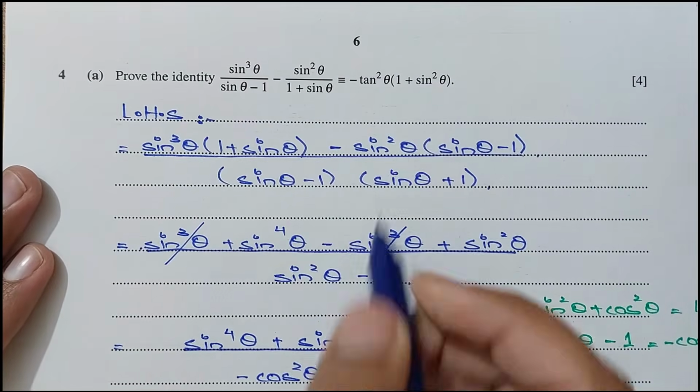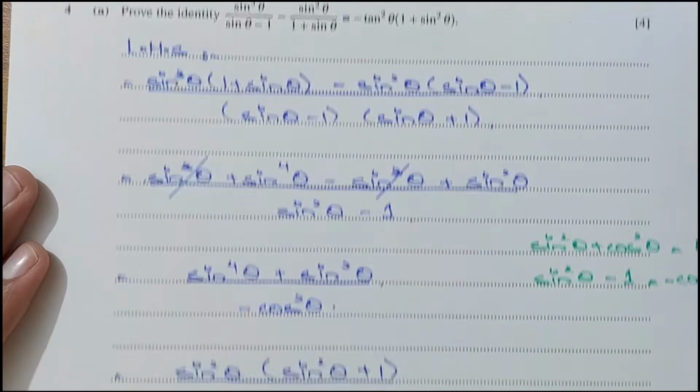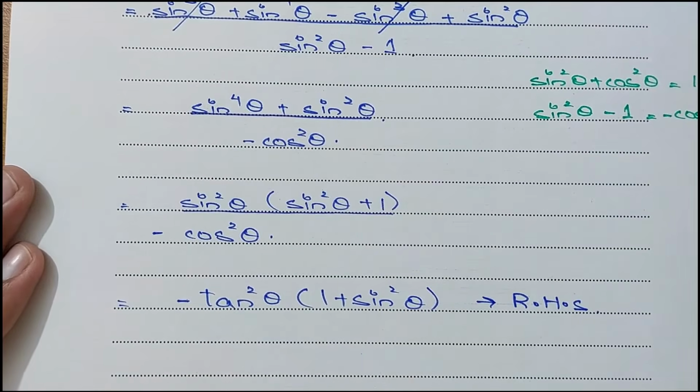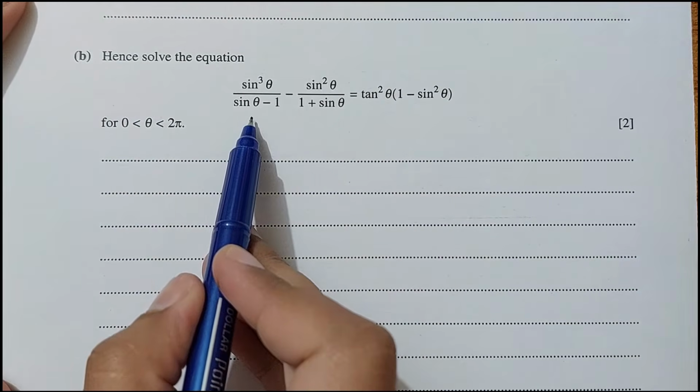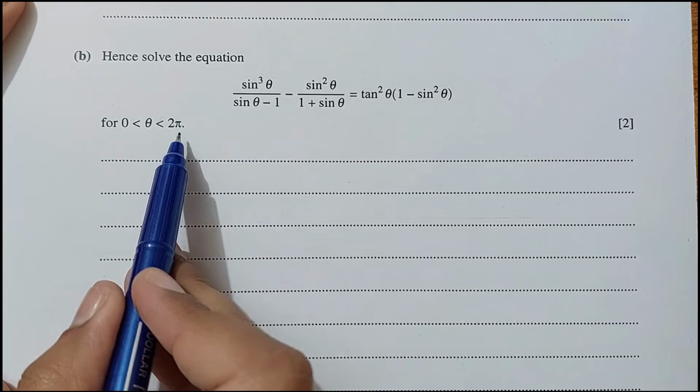You can see minus tan square theta into 1 plus sine square theta. So the left hand side is proved, left hand side equals the right hand side. Now for part B, hence solve the equation for theta between 0 to 2 pi.